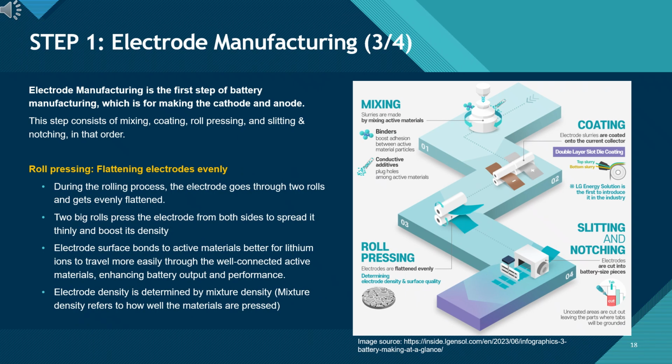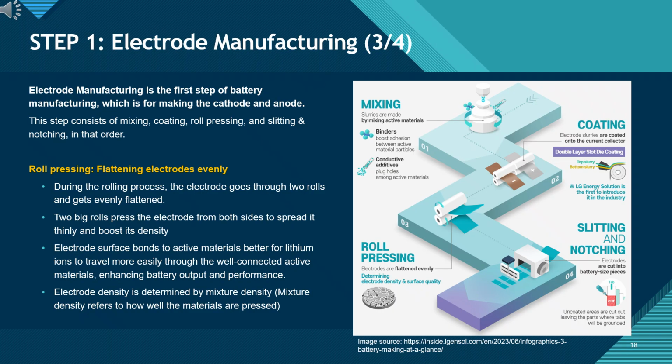Step 1, Electrode Manufacturing, Part 3 of 4 for roll pressing. In this third part of Step 1, we focus on roll pressing the coated electrodes. After drying, the electrode sheets are fed between 2 large rolls and are evenly flattened. This compression makes the coating thinner and increases its density, which means the active particles are packed more tightly and are better connected to each other and to the current collector.